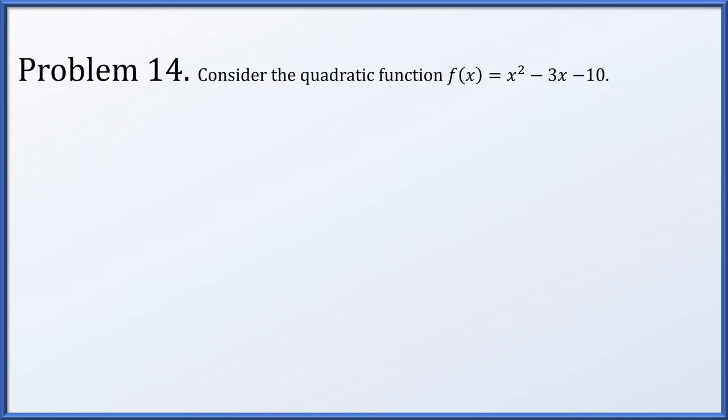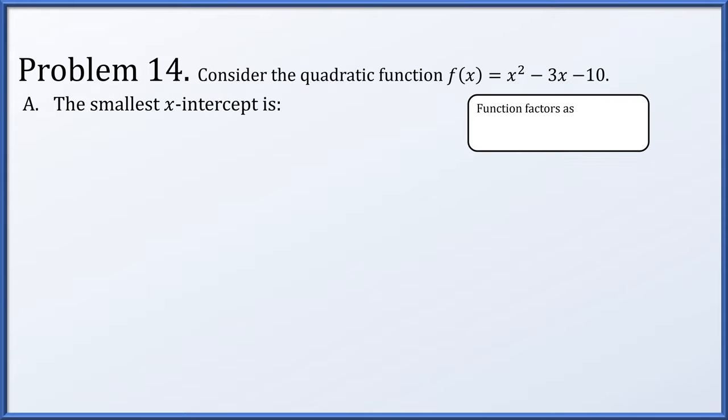Next, consider the quadratic function f of x equals x squared minus 3x minus 10. What is the smallest x-intercept? Okay, well, we're going to factor this function. It factors as (x minus 5) times (x plus 2). When the factoring works out to be pretty easy, we're just going to present it. So the two x-intercepts are 5 and negative 2.